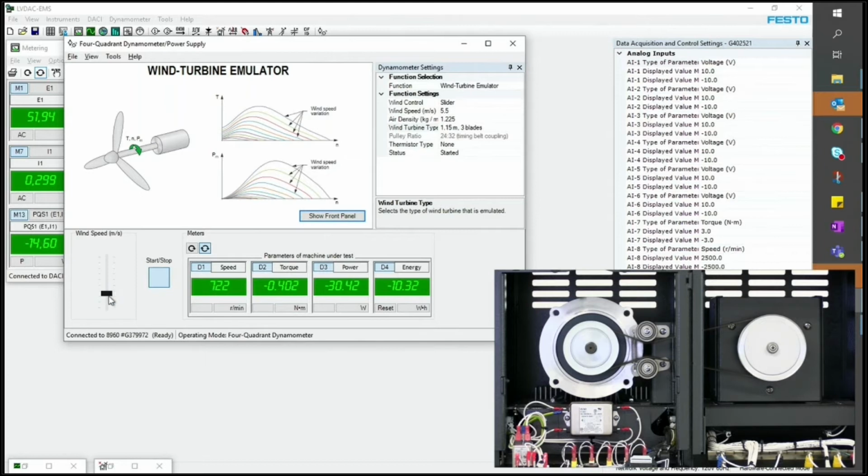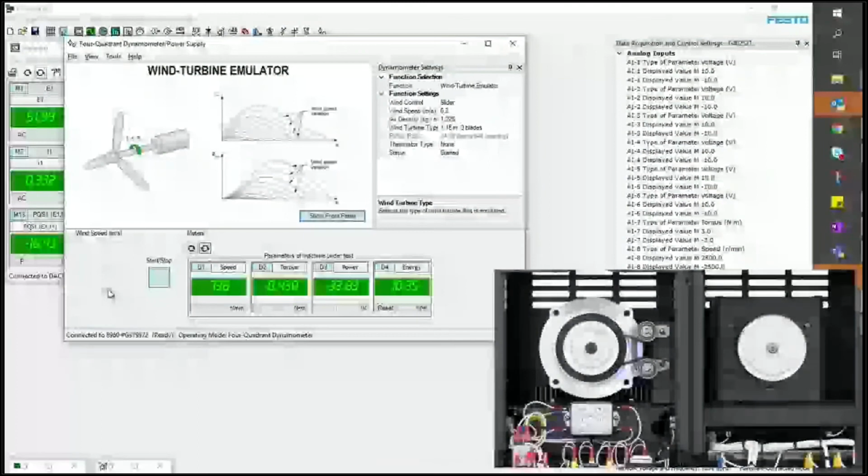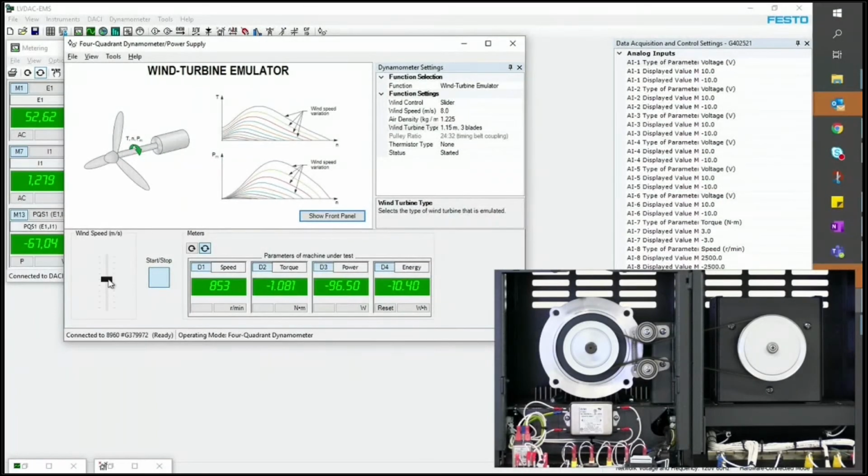And of course, if I change the speed parameter here, notice that the speed I am controlling is not the generator speed, but the wind speed. And the emulator starts spinning faster by emulating this higher wind speed. So higher torque, higher speed, RPM, higher power generated from the emulator.